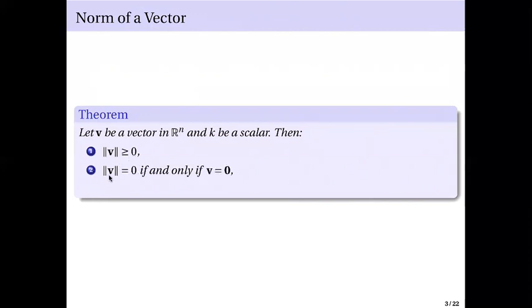Now, if the norm of a vector v is 0, then the vector must be 0. And conversely, the norm of the 0 vector is equal to 0. There is no other vector that has norm equal to 0 but the 0 vector. So only the 0 vector has norm equal to 0. All other vectors must have positive norm.